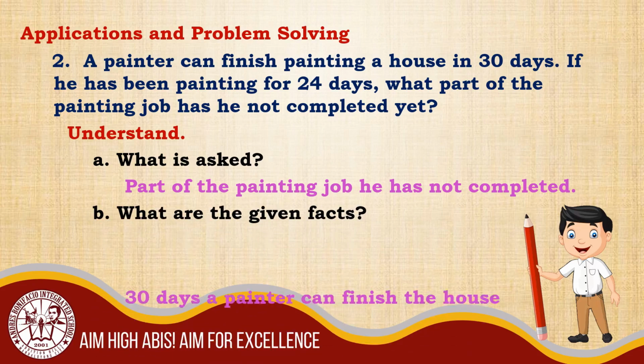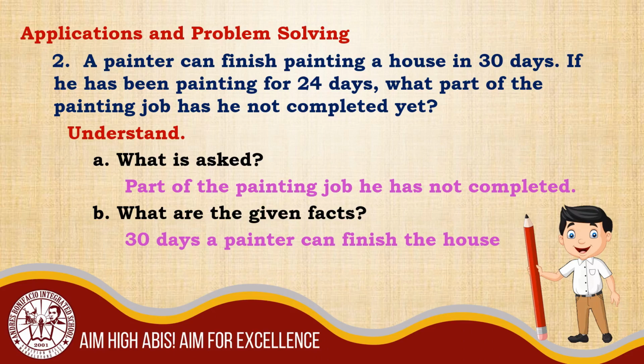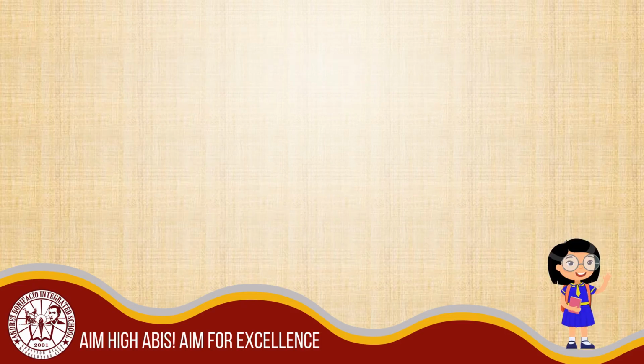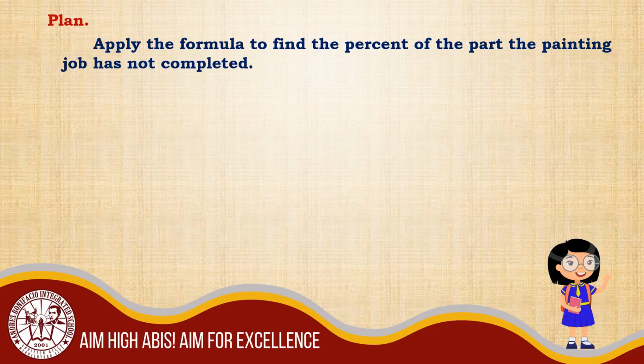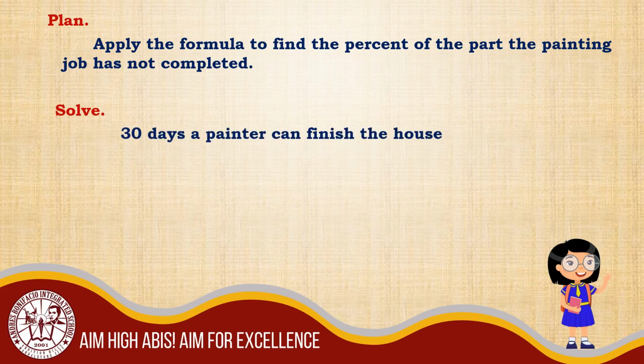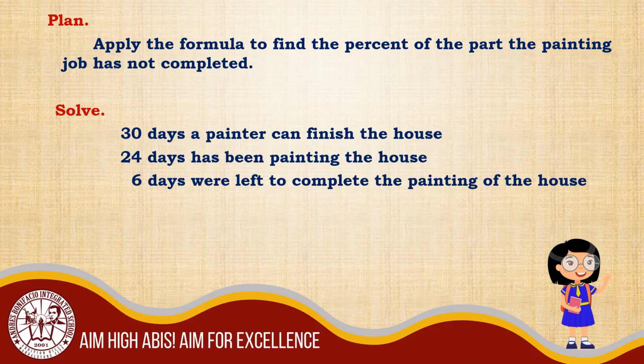What are the given facts? 30 days, a painter can finish the house. 24 days, has been painting the house. Then plan. Apply the formula to find the percent of the part of the painting job has not completed. Then solve. 30 days, a painter can finish the house. 24 days has been painting the house. And 6 days were left to complete the painting of the house.